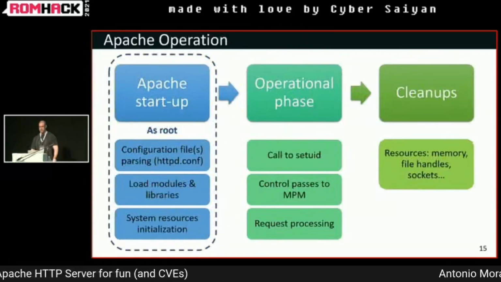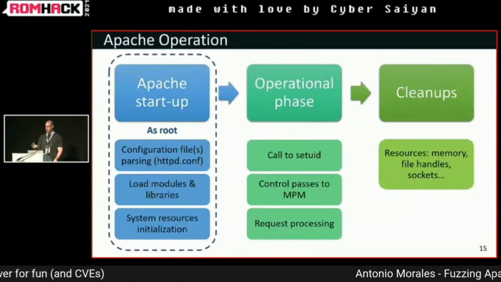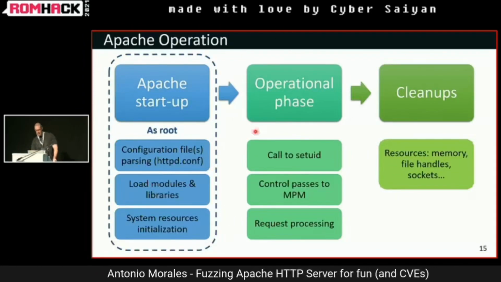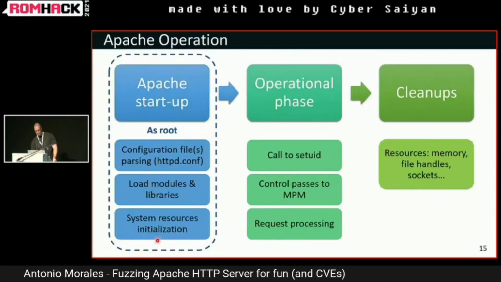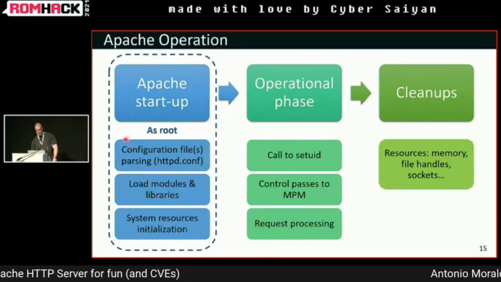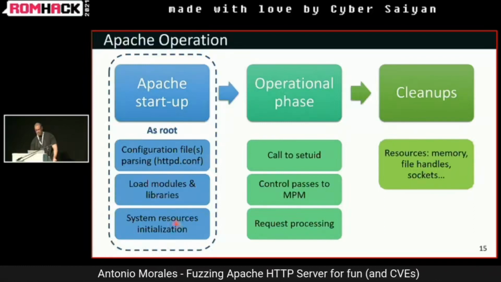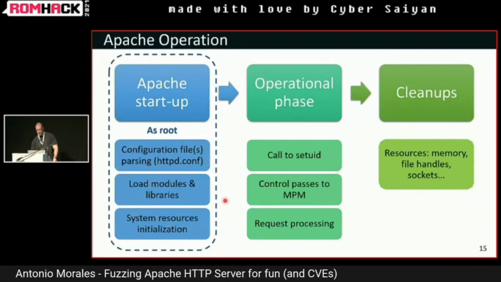And this is the Apache operation diagram. It has three different phases. The first one is the Apache startup. This first stage includes the parsing of the configuration file, the loading of libraries, and the initialization of the system resources. The second one is the operation phase.